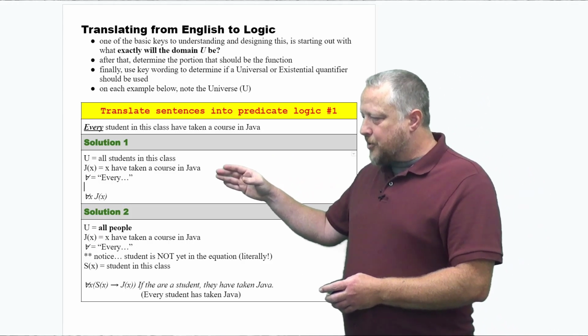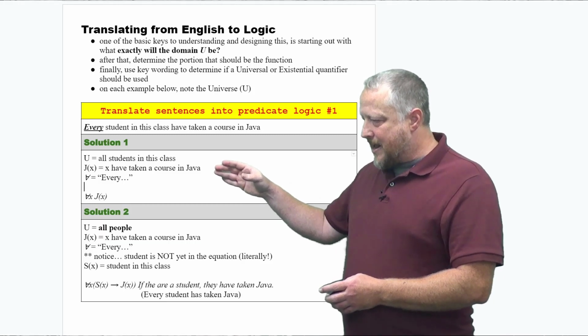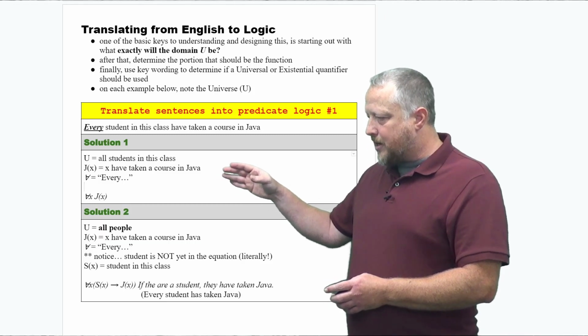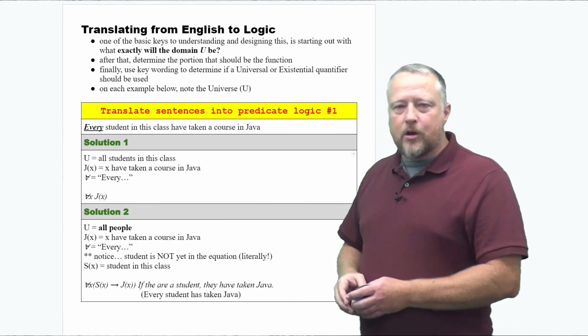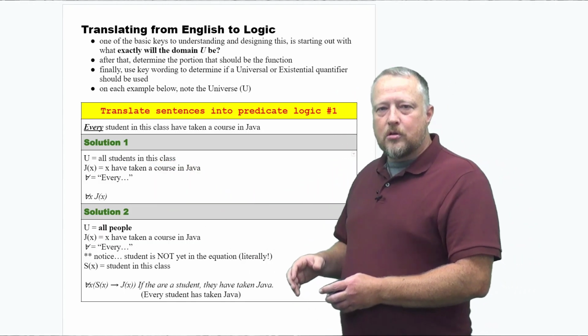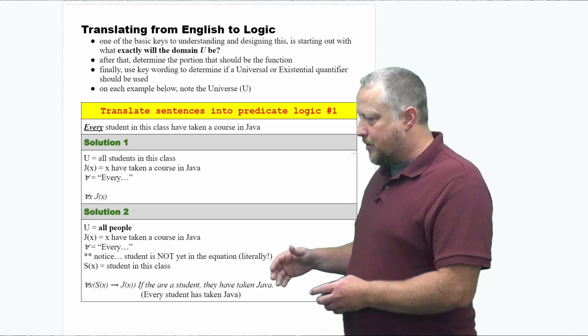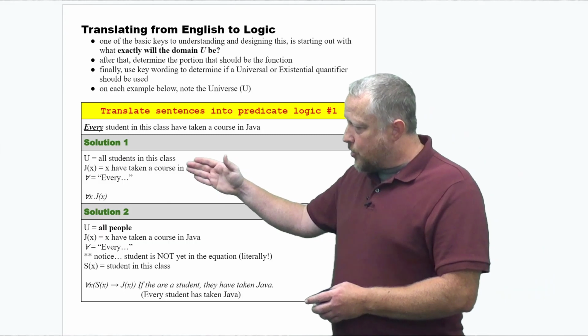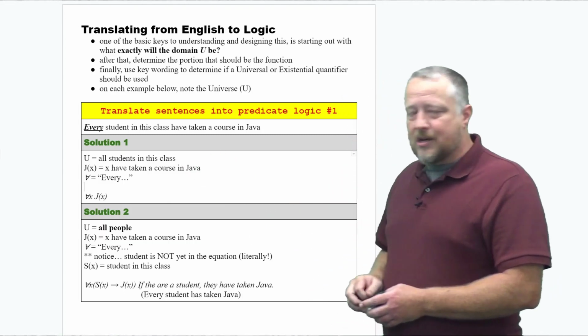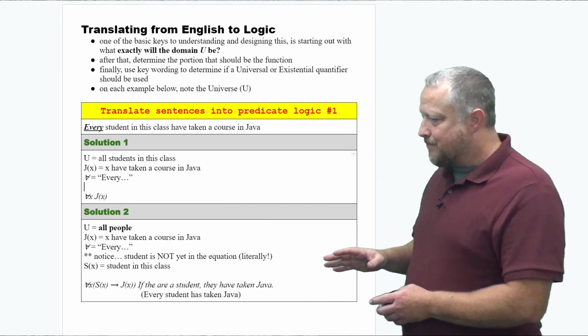First, we're actually going to check out what the function is going to be, that x has taken a course in Java. And then we're given the every part, so we know that we're going to use our universal quantifier when it comes to this one. So we have A of J(x) when it comes to the overall thing. But again, notice our universe is all students in the class. So just a heads up.